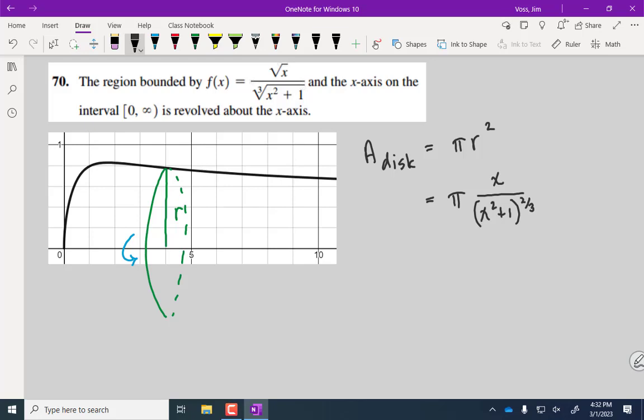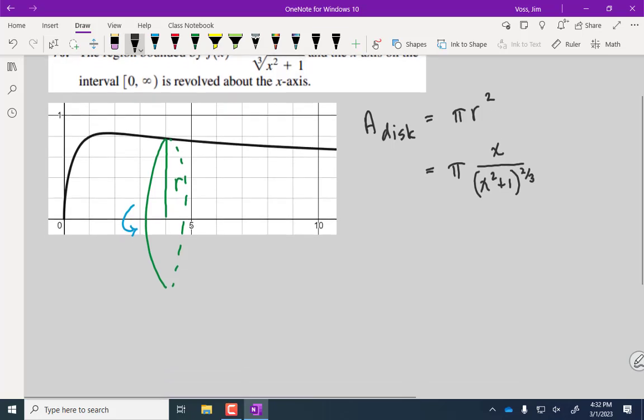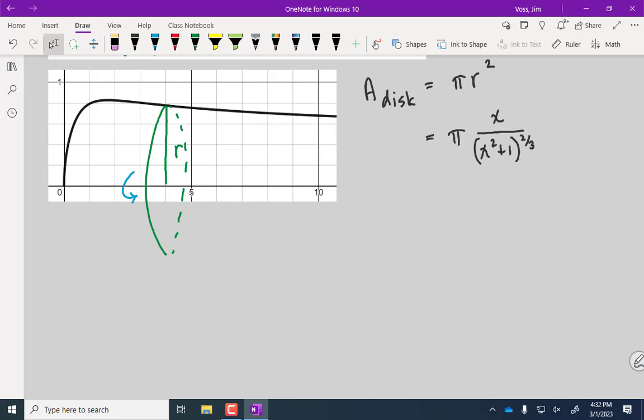So when we square this numerator, we just get an x. In the denominator, that's x squared plus 1 to the 1/3, and when you square the 1/3, you get 2/3. So that is the area of the disk at x. The volume will be the limit as b goes to infinity, integral 0 to b of that. So we integrate area to get volume.